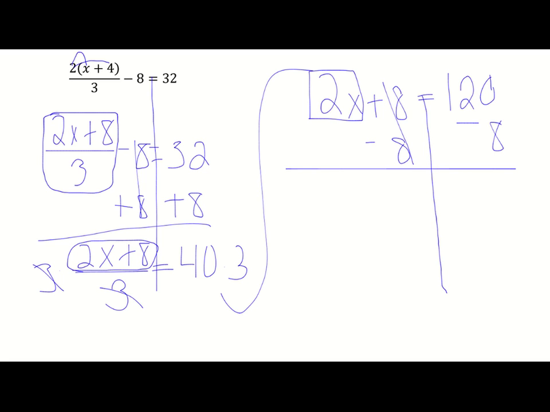The 8's cancel on the left, so we have 2x. And on the right, 120 minus 8 would be 112. One more step, we need to get x by itself. So it's currently being multiplied with 2. We're going to want to divide 2 on both sides. So the 2's cancel, we have x equals. And again, if you don't know what 2 into 112 is, do your long division off to the side.